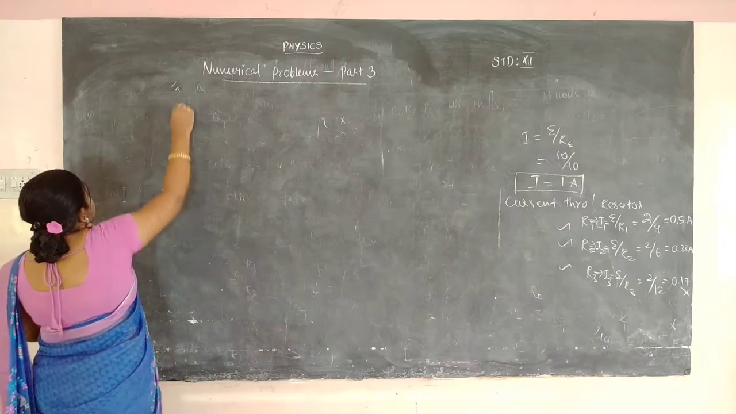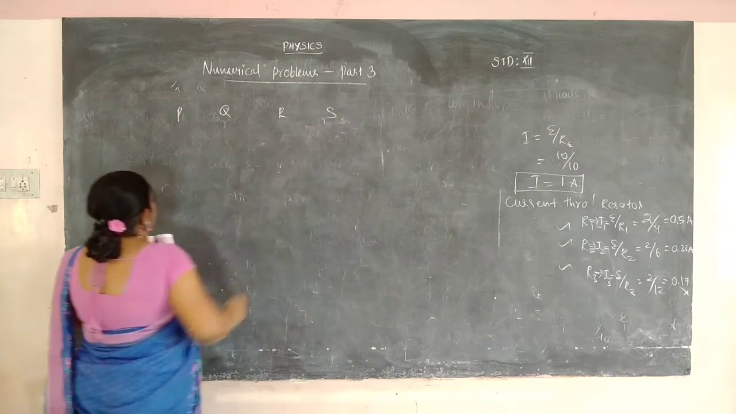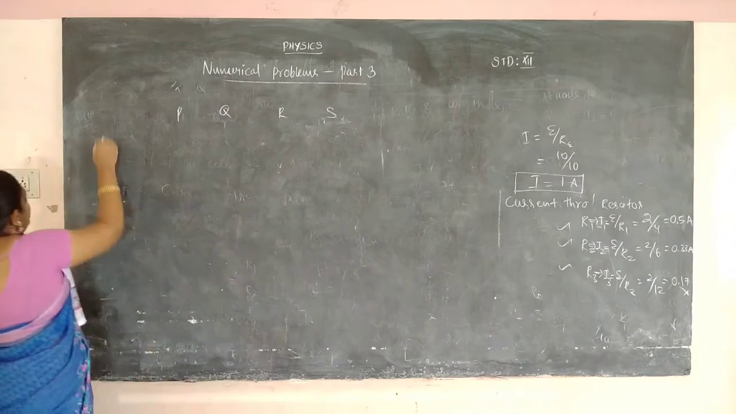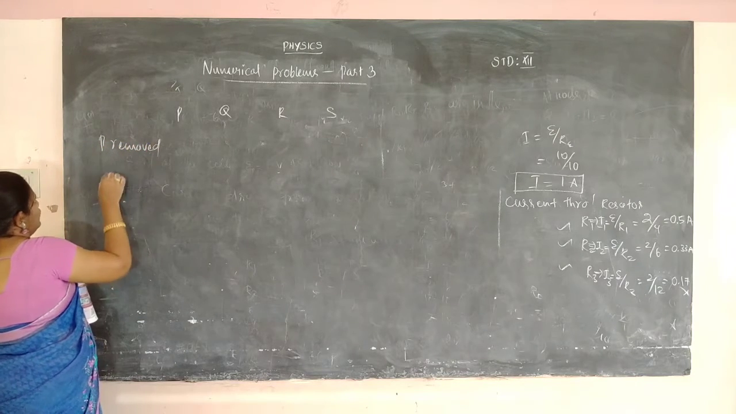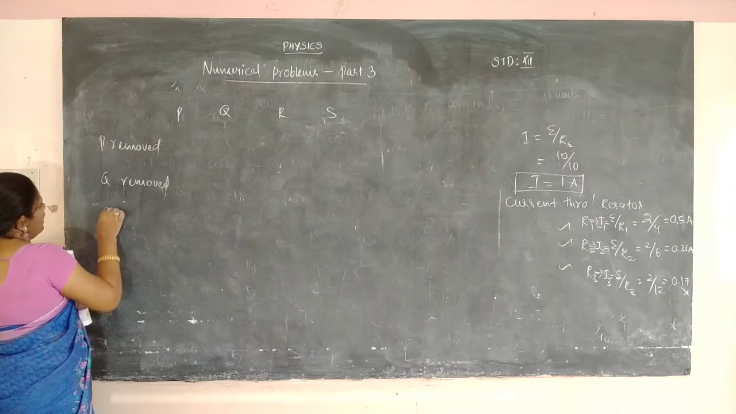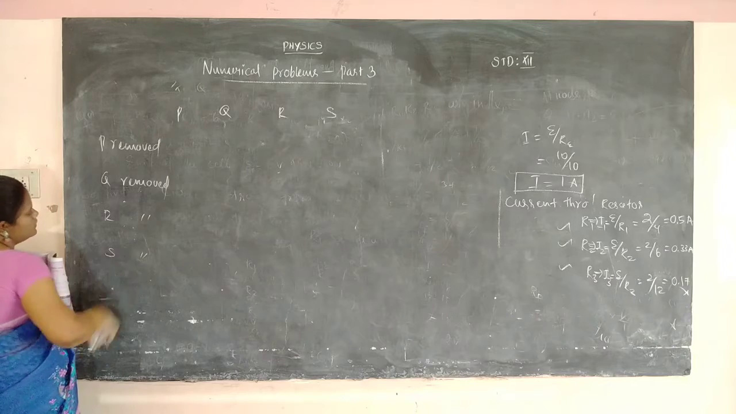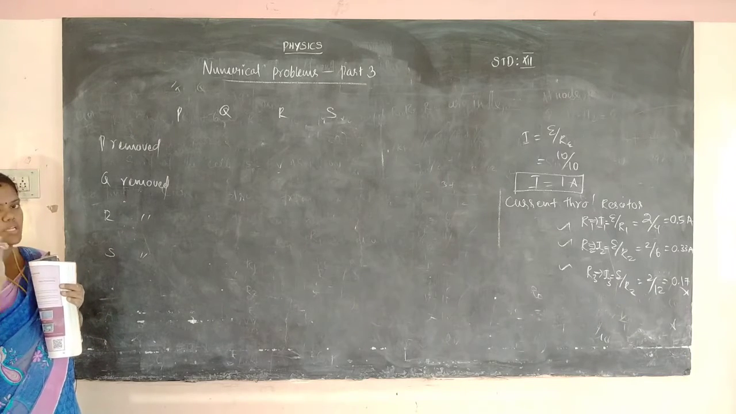Table is B, Q, R, S. Okay. So B, Q, R, S. First P removed. Then Q removed. Then R removed and S removed. So 4 bulbs you have to choose. One bulb will be removed at a one time.